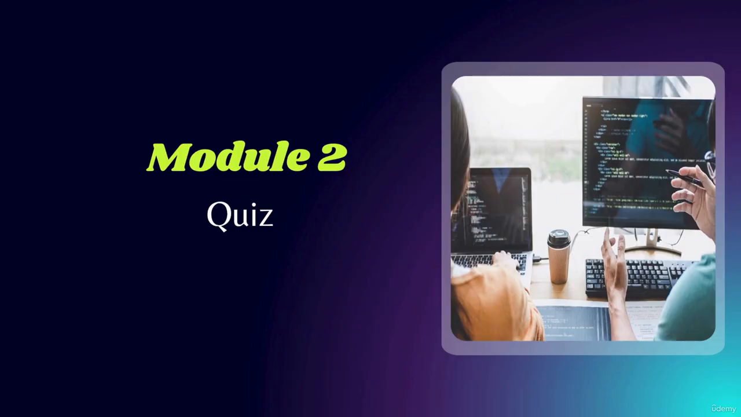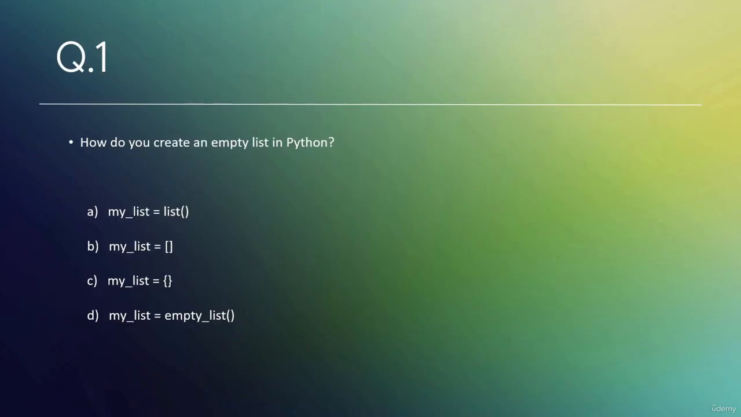So let's begin. So we have the first question: how do you create an empty list in Python? So you can select more than one option too if you feel like that is the answer. There are four syntaxes listed here. You need to select the correct one or correct ones. And let's look at the answer. So both option A and option B are correct. Using these two, we can create an empty list in Python.